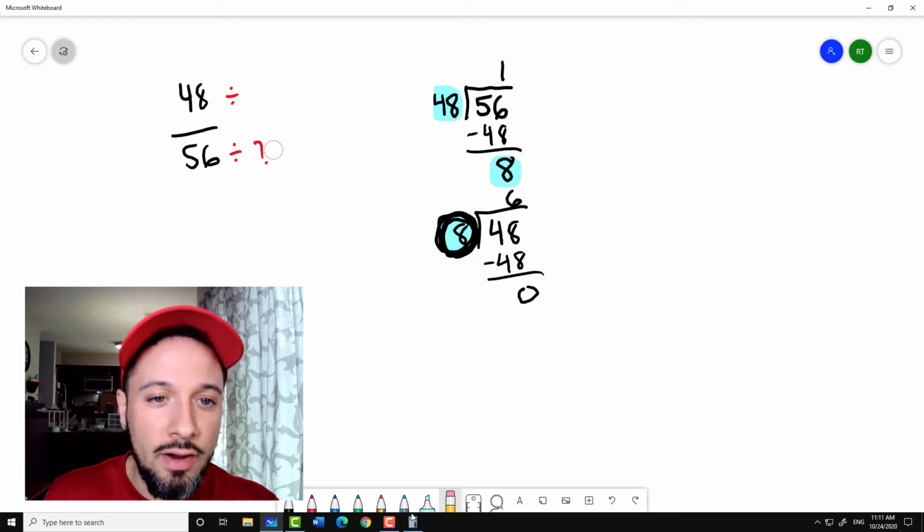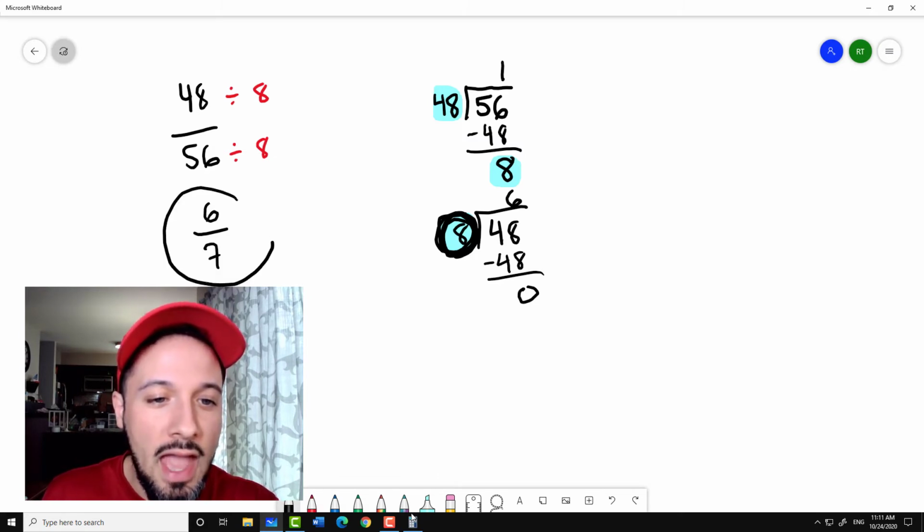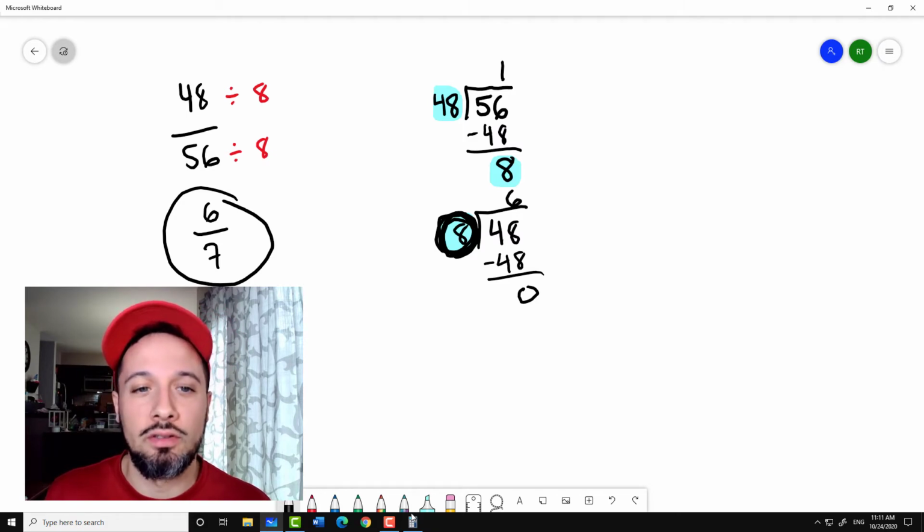So now I'm going to go back to my fraction, and I'm going to divide each number by 8, which gives me an answer of 6 over 7. And that right there is my simplified fraction.